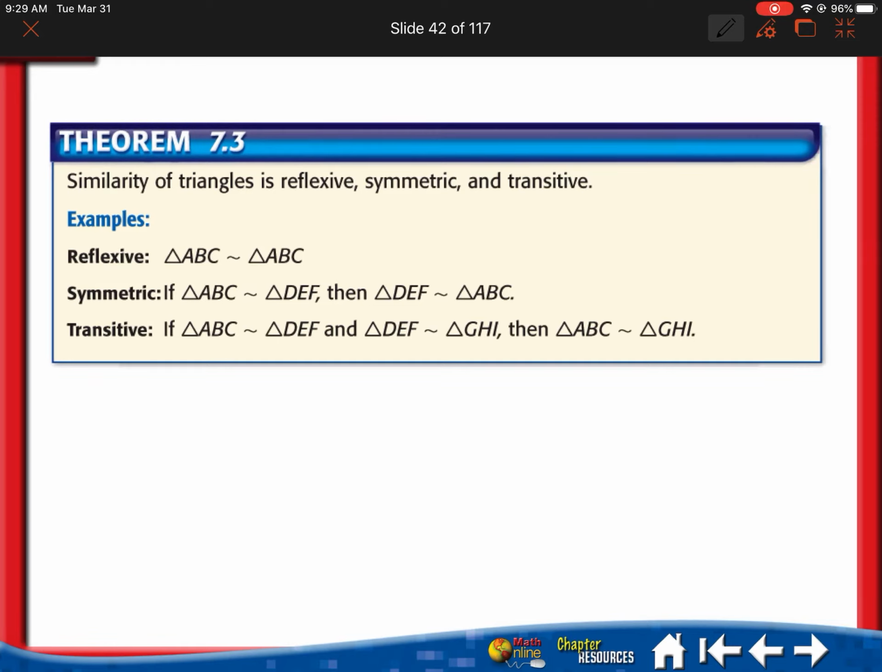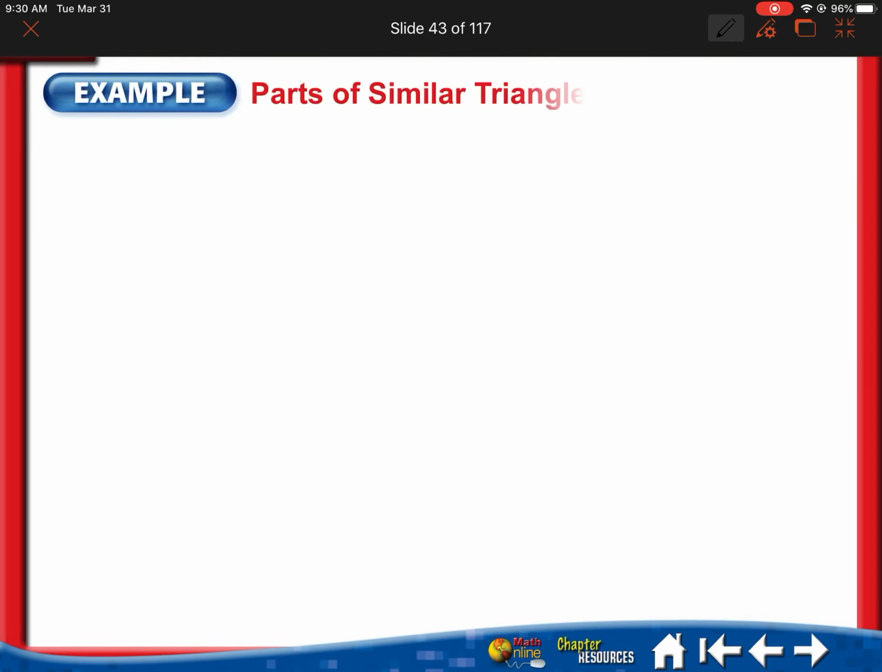And finally, transitive: if ABC is congruent to DEF, and DEF is congruent to GHI, then we know that ABC is congruent to GHI. If you remember back in class, I simplified this a little bit. I said, if A is similar to B, and B is similar to C, then we know that A is similar to C, because sometimes that's a little easier to look at than three letters naming everything. All right, so let's keep going with example 2.